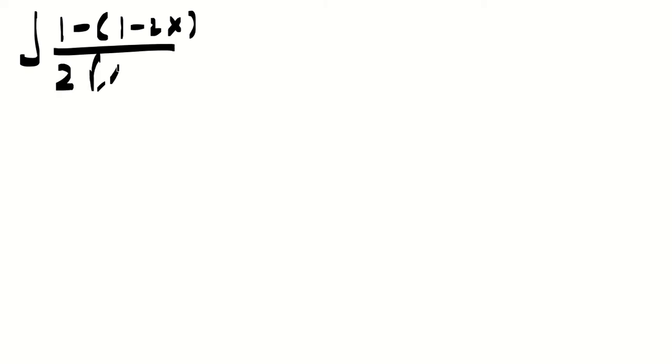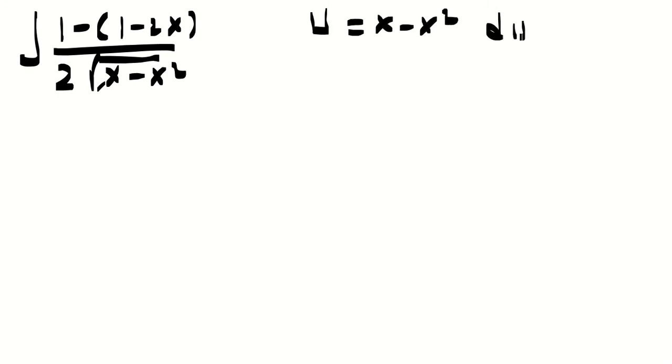Therefore we have 1 minus 2x, the whole over 2 square root of x minus x square. Already we said u is equal to x minus x square and du is equal to 1 minus 2x dx. Already we have this in our previous substitution, but we are not completing it. 1 minus 2x dx. Therefore when we decompose this one, it's going to be the integral, just there is dx here.